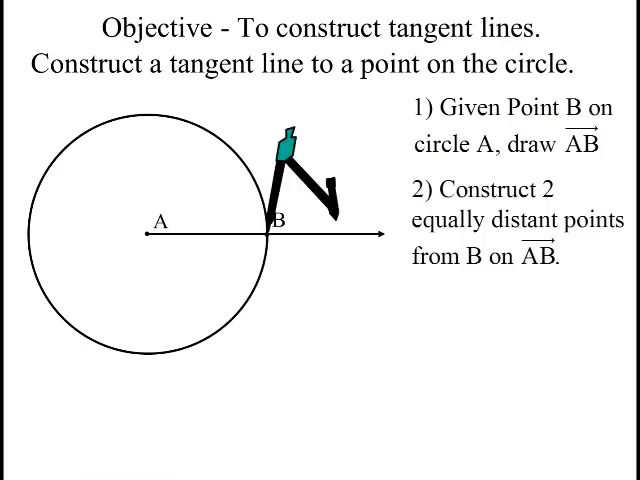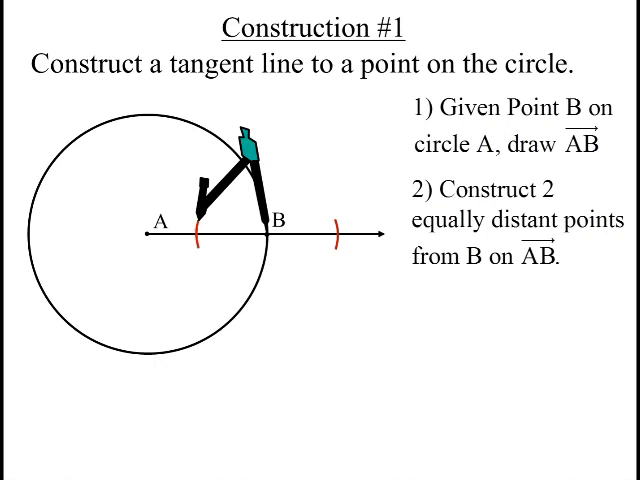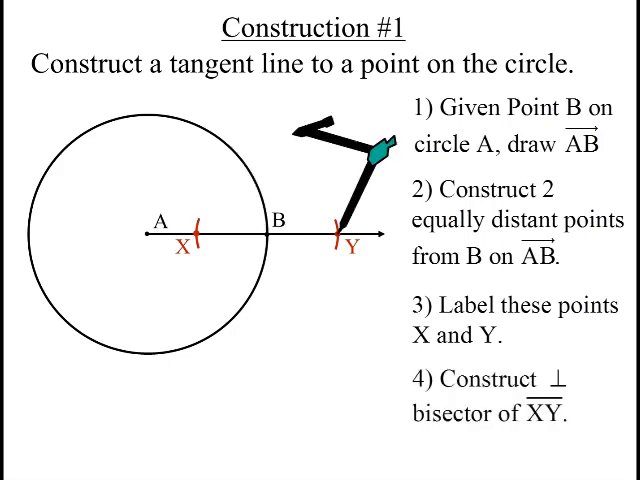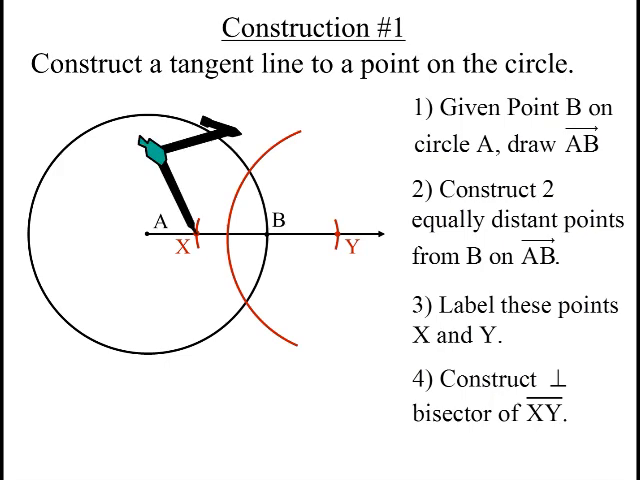So I'm going to set my compass on B, and I'm going to make 2 points that are equally distant from B by using my compass. Make sure not to change your compass setting as you plot these points X and Y. And then you're just going to do the perpendicular bisector of segment XY. And this is the fish construction we talked about. And there you go. That's it. That line is going to be tangent to the circle at point B and be perpendicular to the radius.